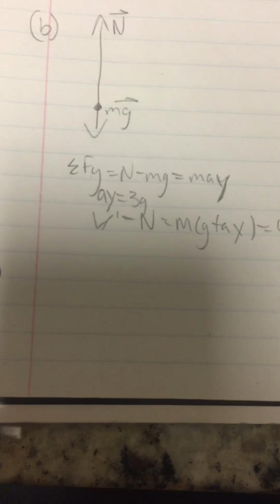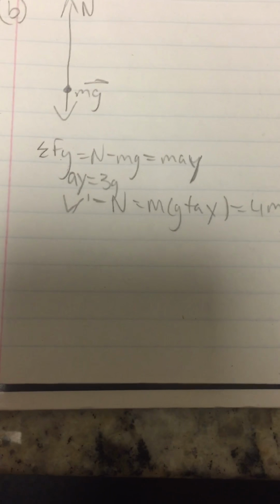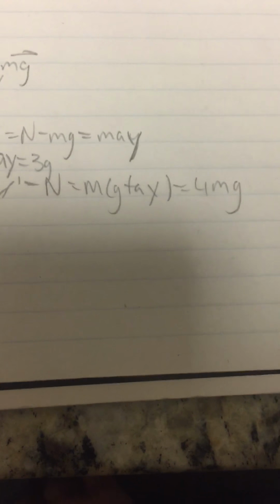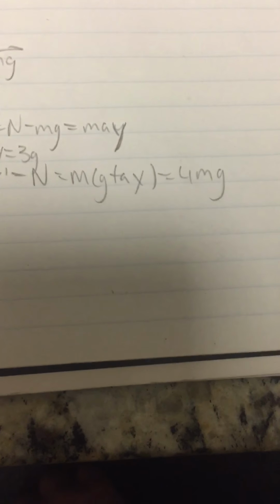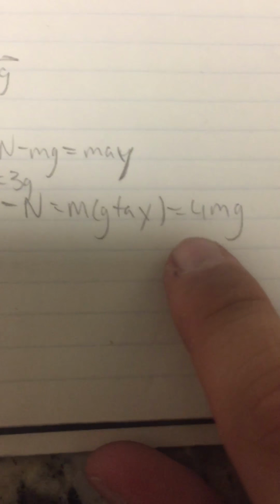So that gives us the formula for the apparent weight, which is equal to the normal force, which is equal to m times g plus a sub y, the acceleration in the y direction, which is equal to 4 mg.